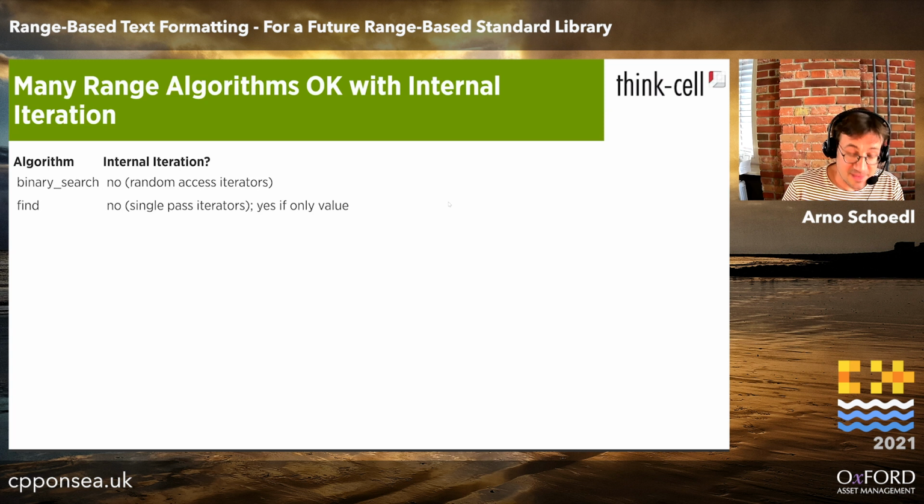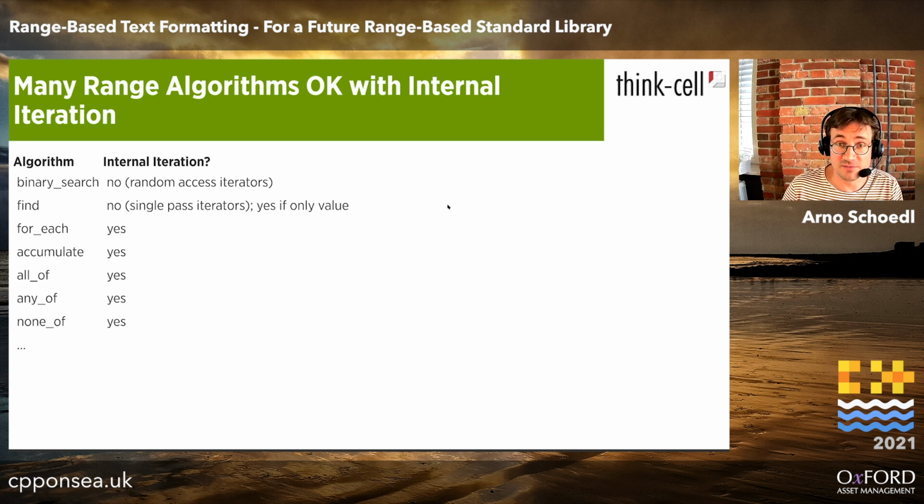The nice thing is that many of the range algorithms that we have implemented for iterators, we can also implement for internal iteration. Some of them you can't. If you need iterators, like a binary search, that's kind of hard to do with internal iteration, or if you want to return the iterator to whatever you found, you can't do that with internal iteration. But if you only need the value, then internal iteration is really just fine. Many other things you can implement without any problems.